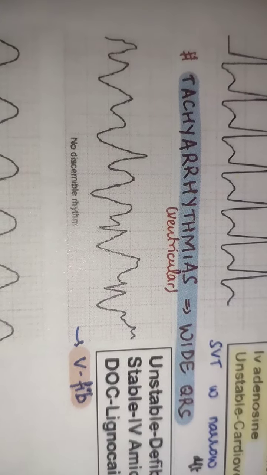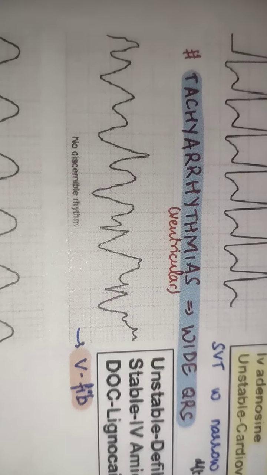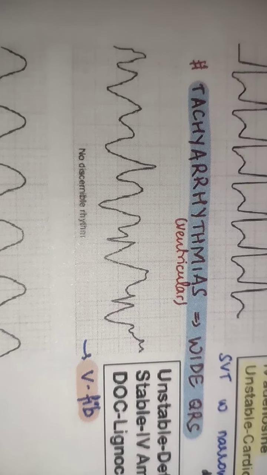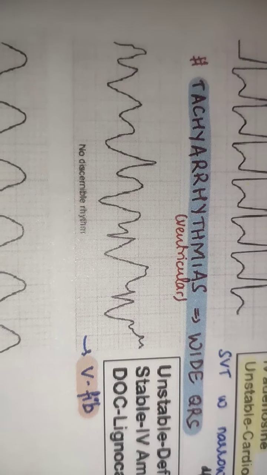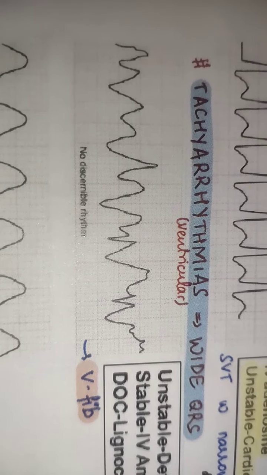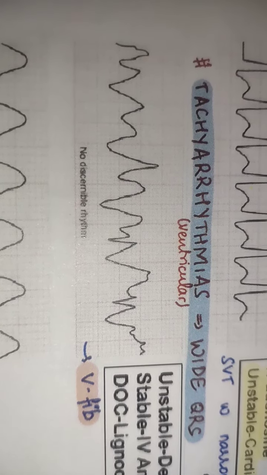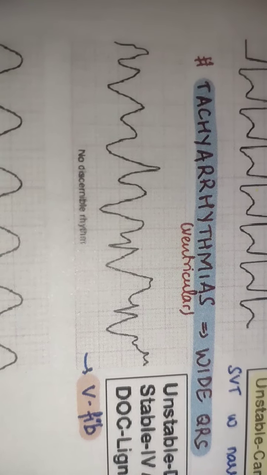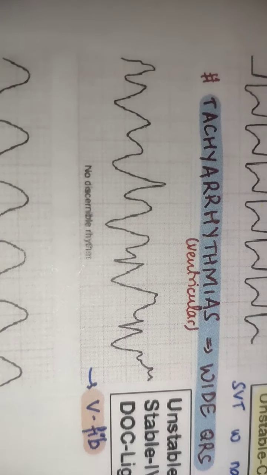Now we are going to see tachyarrhythmias arising from the ventricle, where wide QRS is seen. The first graph is of ventricular fibrillation. This pattern looks like something a child has drawn. We can easily notice this.